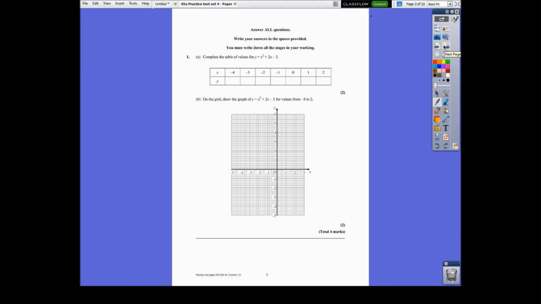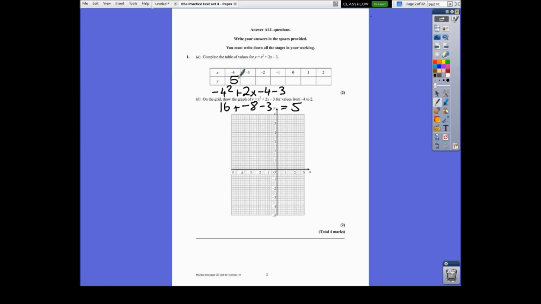So starting when x is minus 4, we need to do minus 4 squared plus 2 lots of minus 4, take away 3. Minus 4 squared is 16, because a negative times a negative is a plus. 2 lots of minus 4 is minus 8, take away 3. 16 add negative 8 is 8, take away 3 would be 5. So the first value would be 5.